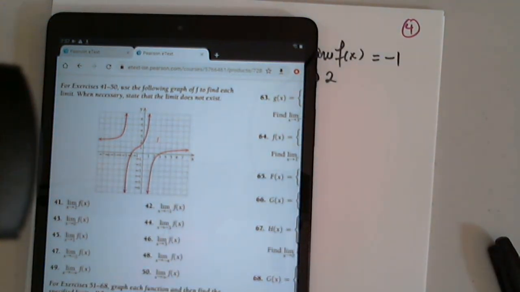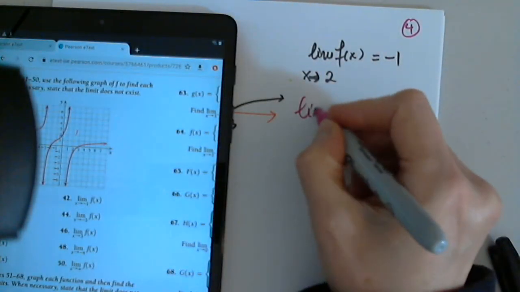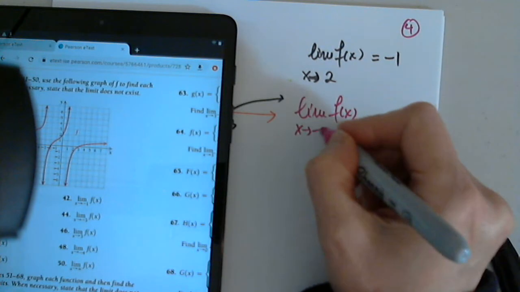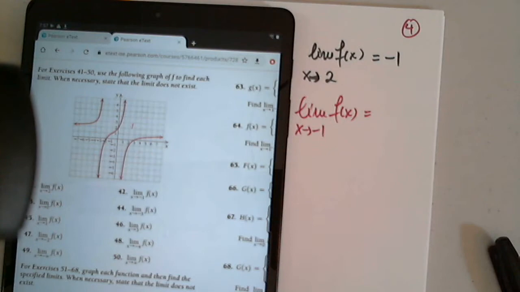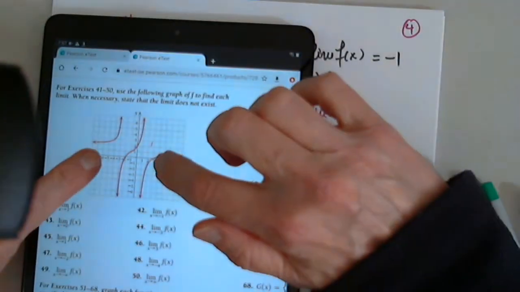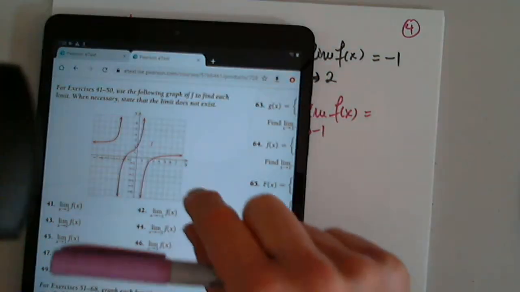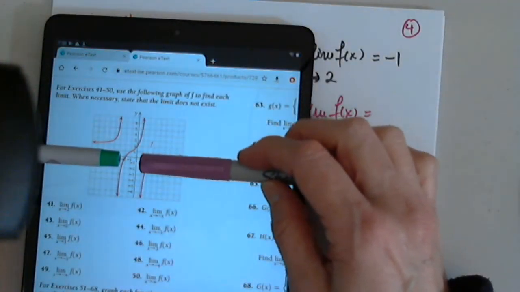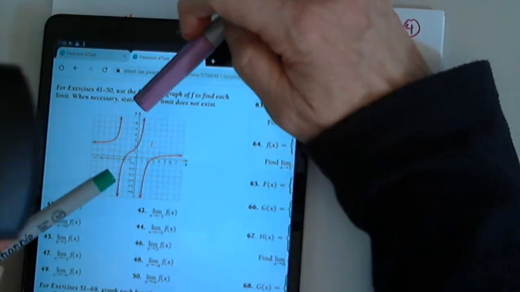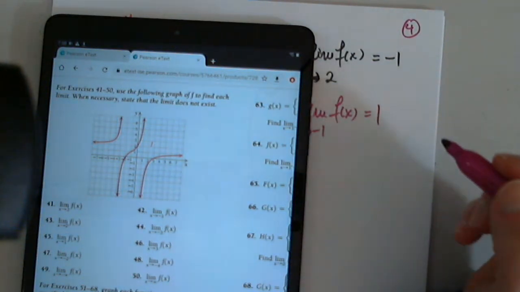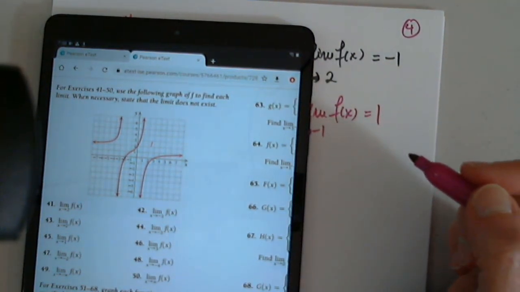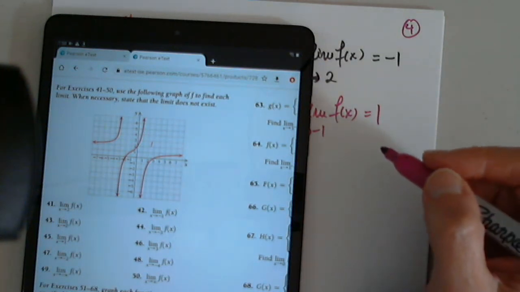Next problem. Limit of f of x as x approaches -1 from either side. Yes, I agree. As x approaches -1 from either side, we see that the function values get closer and closer to the height of 1. So I agree. Anyone disagrees? Anyone needs help with that? Is that okay?